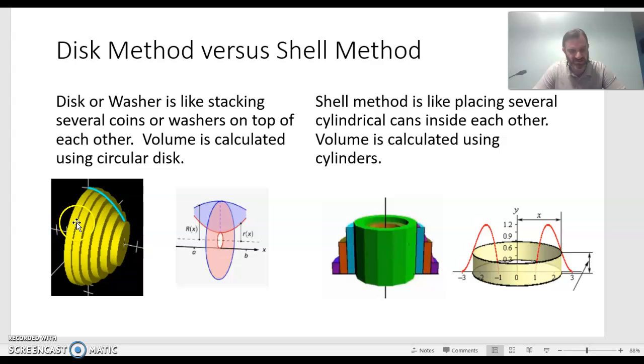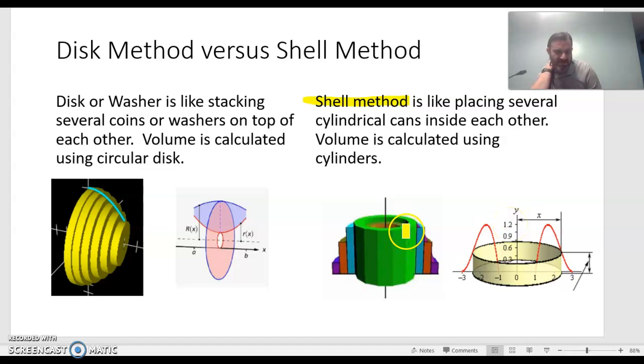Alright, so as I said, the disk and the washer basically stack circles on top of each other. Each little circle has its own little area, and when you put them all together, you get this big three-dimensional stack, so you can have a volume. Now the shell method does it a little bit different. It still goes around an axis of rotation, and it still creates a three-dimensional figure, but the way we're going to calculate it, instead of having solid flat circles, we're going to have these cylinders or shells.